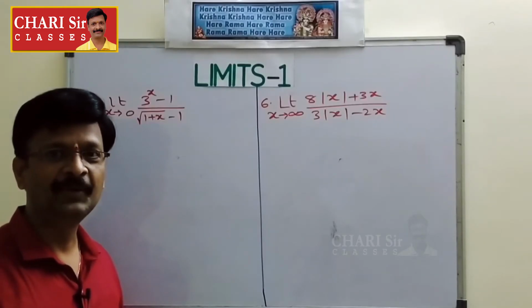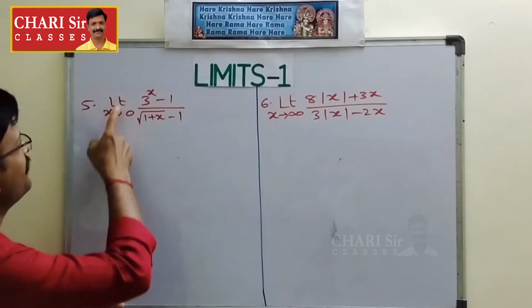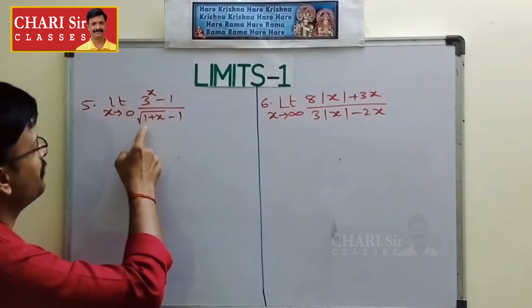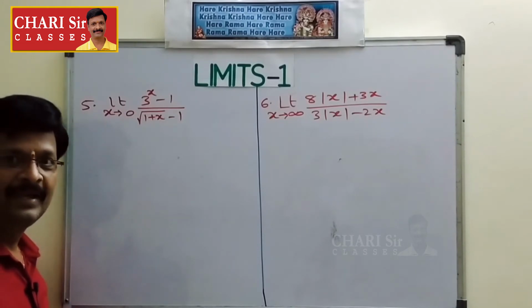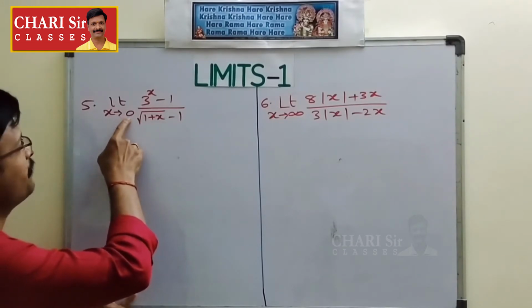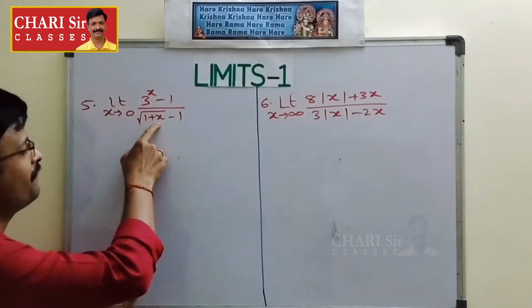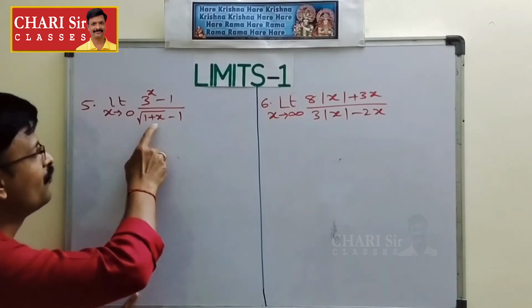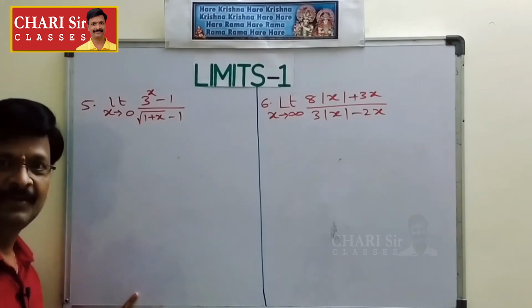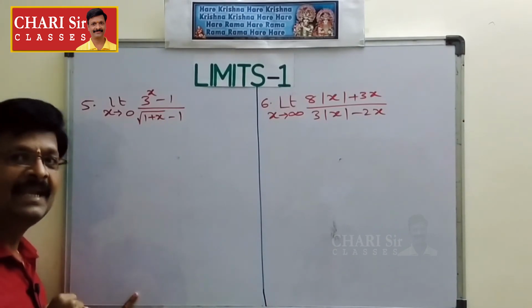We can see the fifth question. The fifth question is given that limit x tends to 0, 3 power x minus 1 by root of 1 plus x minus 1. Can we apply the limit directly? Let's check here. So suppose you put x equal to 0 in place of x, that becomes 1 plus 0 is 1, root 1 is 1. 1 minus 1 is 0.